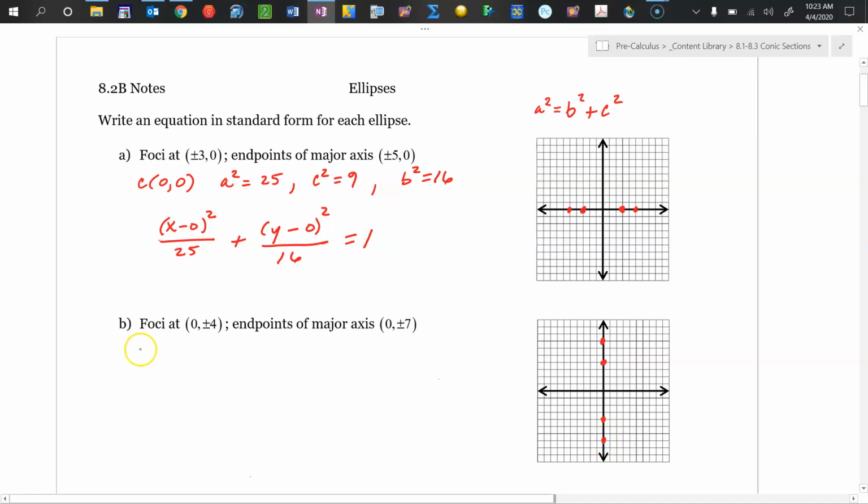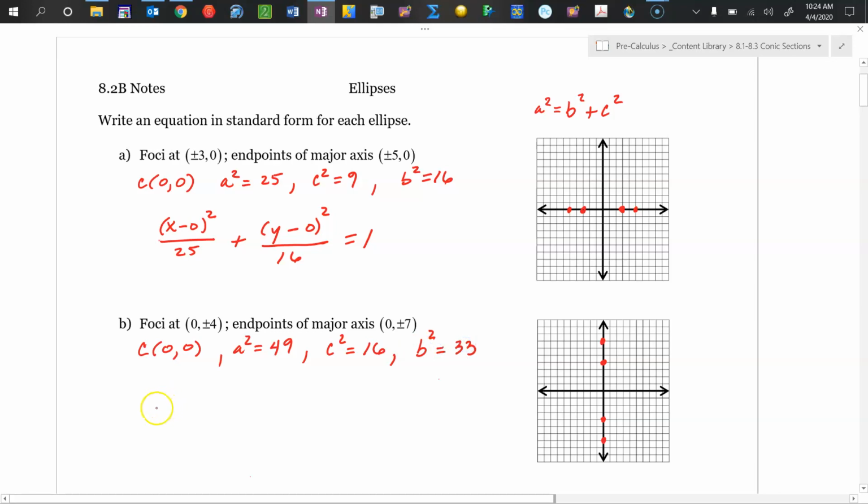And so what do we know? We know we have a center at 0, 0. We know that a squared is equal to 49. We know that c squared is equal to 16. And we know that b squared plus c squared is equal to 49. So we know that b squared has to be equal to 33.